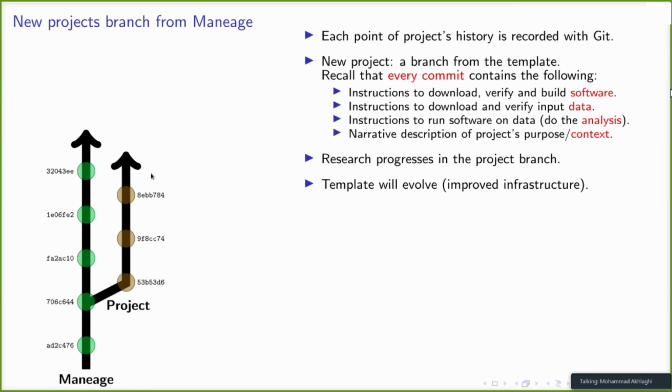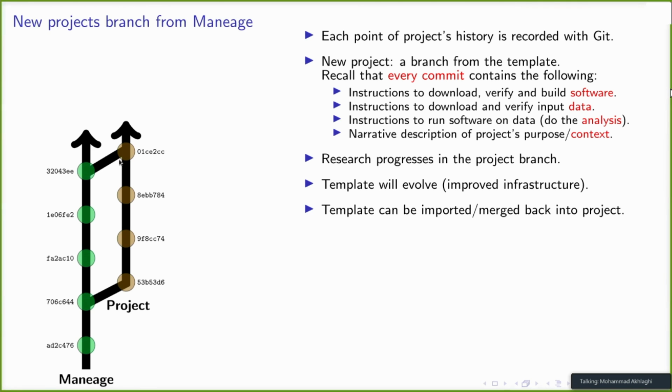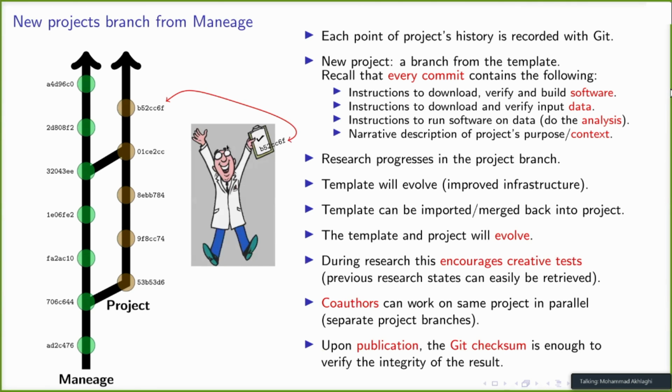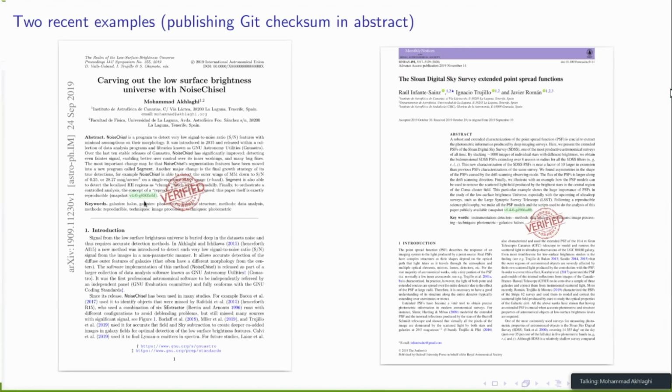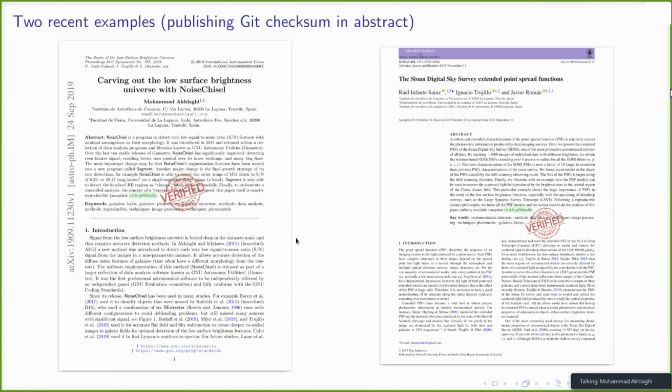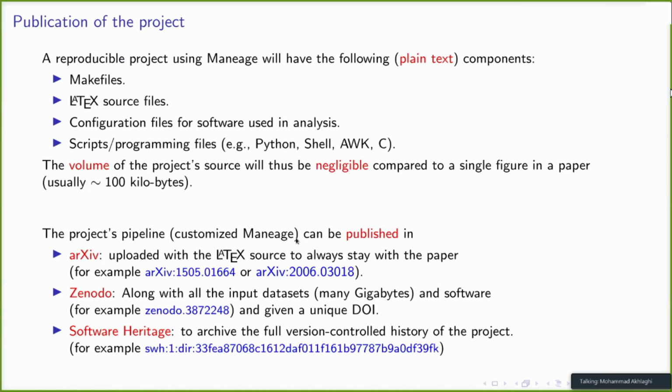You start to do commits in your project behind the scenes. The infrastructure in Maneage that contains the low-level software instructions gets updated from user inputs, and then you can always merge your system. And then when you make your data release, you can, in fact, verify it. You can include the hash in your paper, like these two papers here. We finished the abstract with the hash of the Maneage commit that we did this paper with. So then you can publish these everywhere.